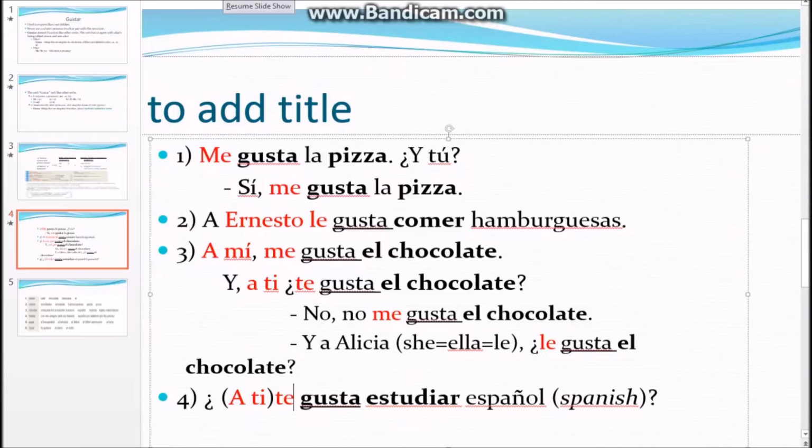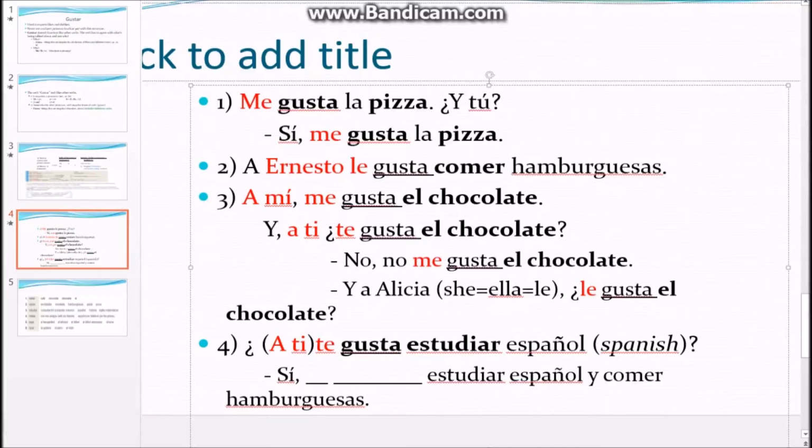Te. So let's say I want to expand this one in number 4, and I want to add something else to it. I want to make the subject more than one thing. Okay, so I come back to number 4 and I added this: "Sí, estudiar español y comer hamburguesas." Remember that infinitive verbs are always singular. It doesn't matter how many infinitive verbs, they just have to be infinitive verbs.